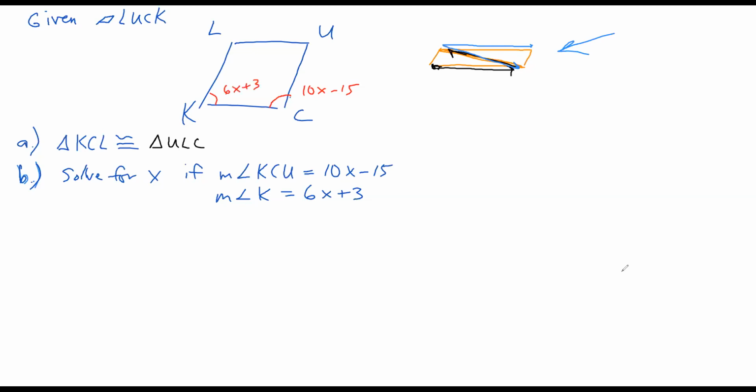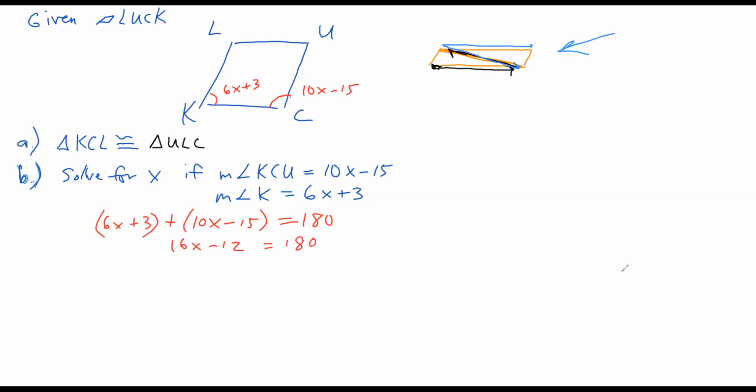Now, this takes us back to what we showed on the very first page when we were looking at all the theorems. Consecutive angles are supplementary. So what we are able to set up is that 6x plus 3 plus 10x minus 15 must add up to 180. So do some algebra, 16x, negative 12.